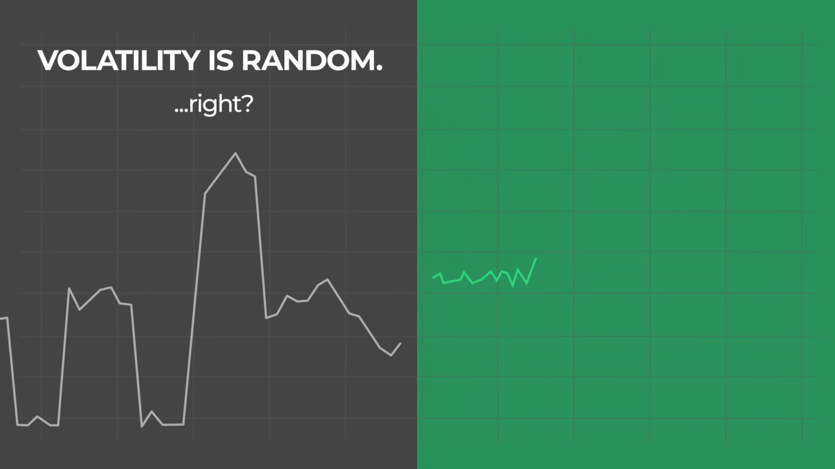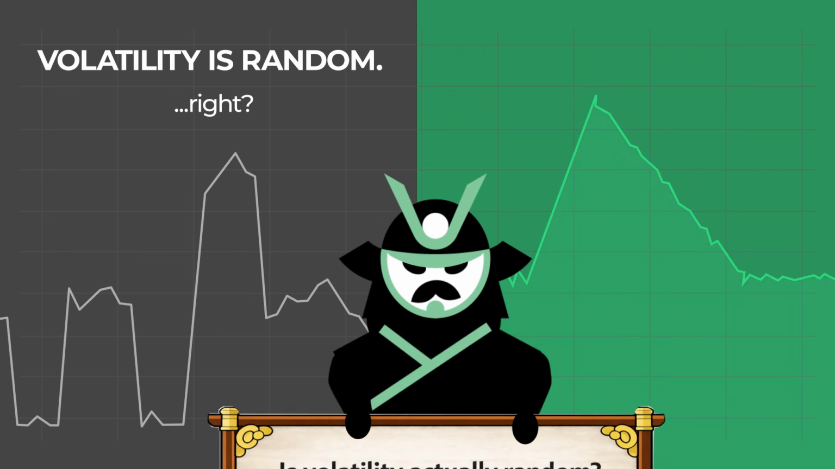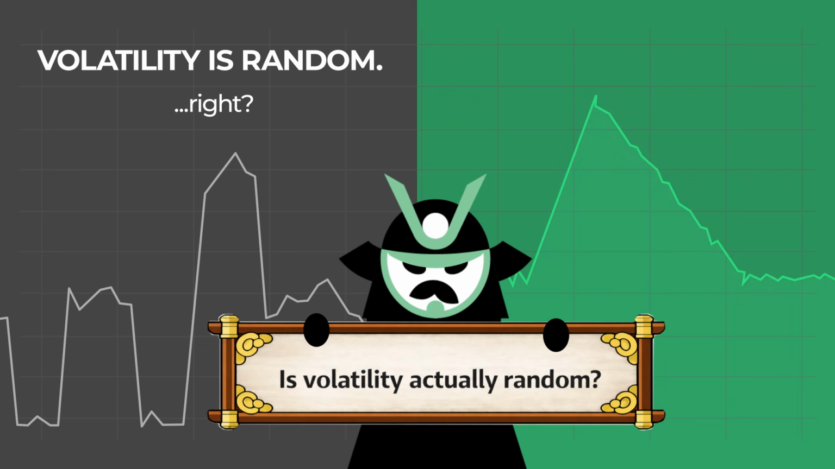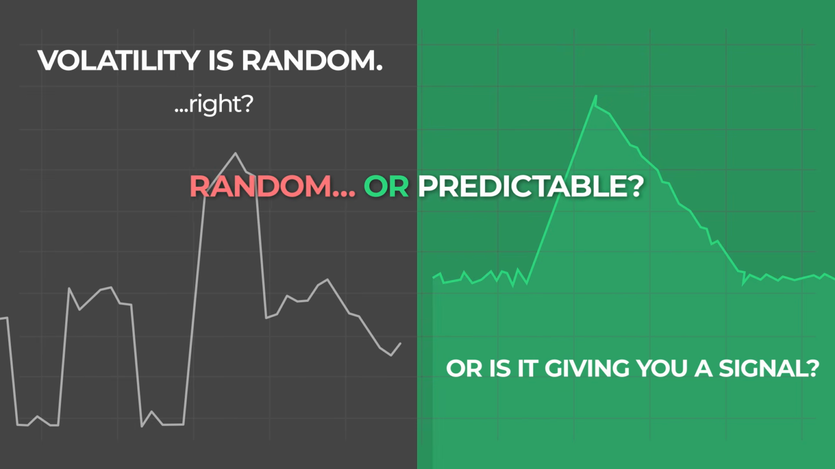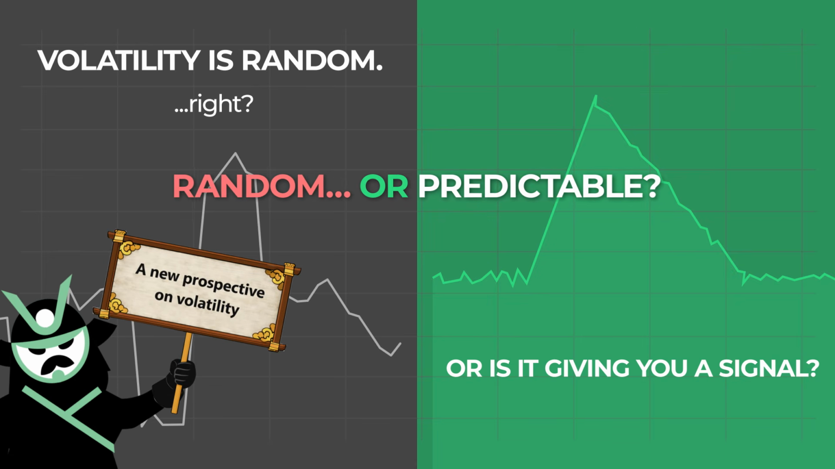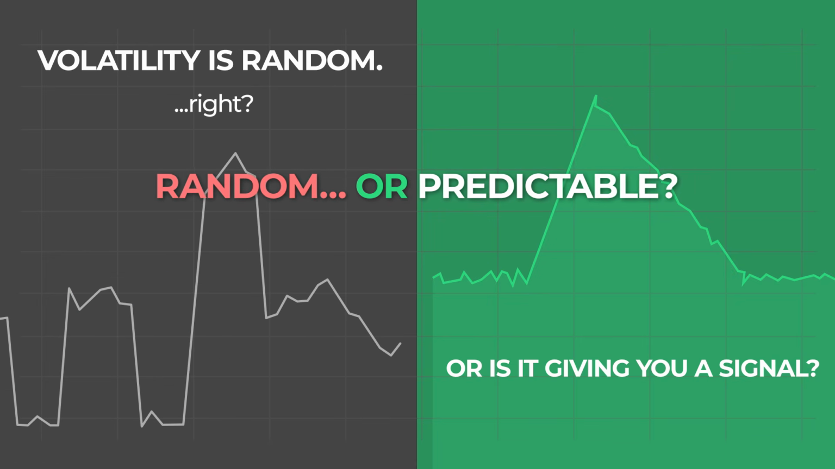We didn't accept it. We went through years of data on different asset classes and asked a simple question. Is volatility actually random? Or is the market quietly sending us a signal that is easy to ignore? What we found was consistent enough to make us rethink how we look at options pricing entirely. And today, we're showing you all of it.